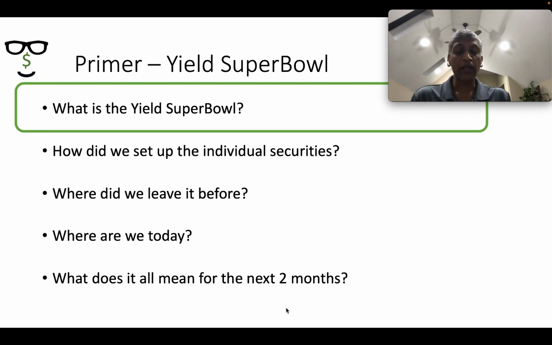The way we're going to organize this episode is to first recap what we meant by the yield Super Bowl. We're going to talk about how we're going to set up each and every one of these securities so we can compare them fairly. How did we do it before? What results did we have when we did this about 8-ish weeks ago? Where are we today? And what does it all mean for the future?